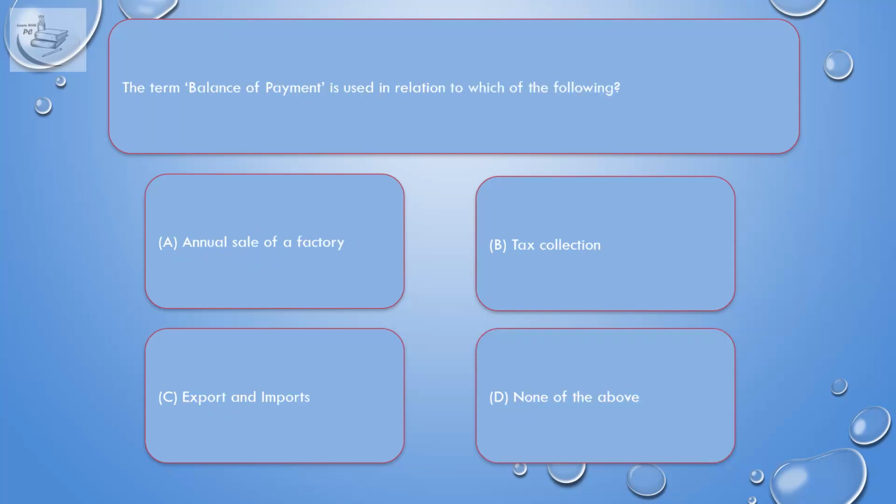Question: the term balance of payment is used in relation to which of the following? A. Annual sale of a factory. B. Tax collection. C. Export and imports. D. None of the above.